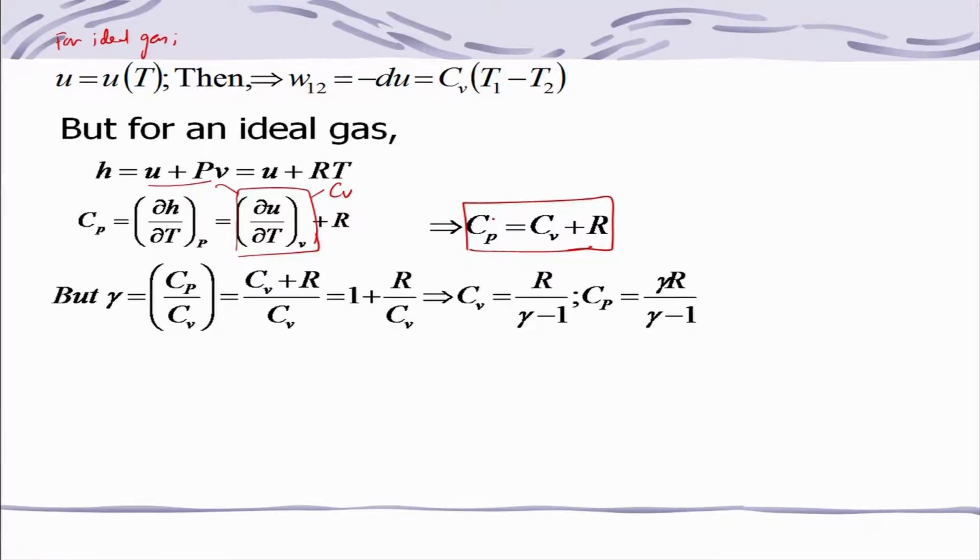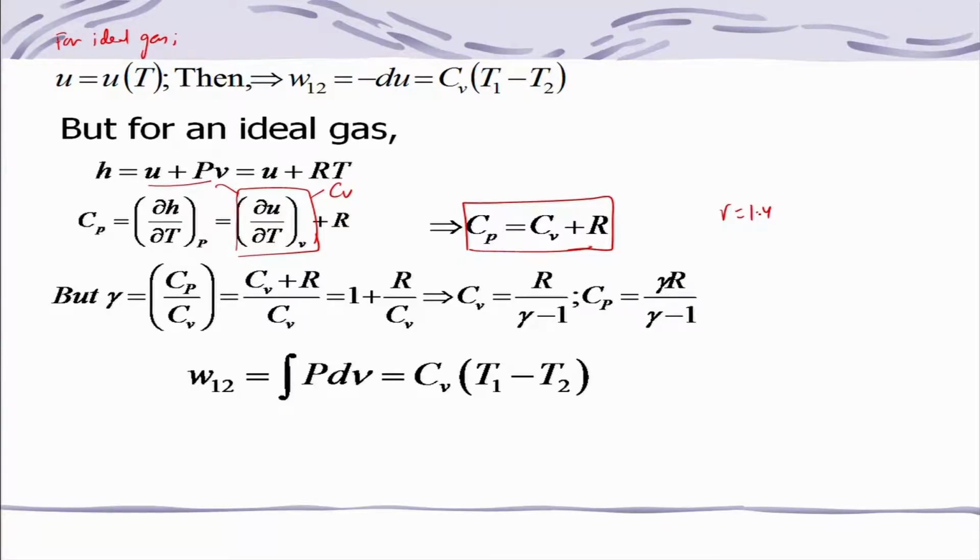If you look at gamma, gamma is the ratio of Cp by Cv, and we already know that Cp is equal to Cv plus R, so gamma is equal to 1 plus R by Cv. Then Cv is equal to R by gamma minus 1, and from this I can find Cp is equal to gamma R divided by gamma minus 1. Generally the gamma for air is 1.4, right, and of course, this gamma will be different for different constituents, depending upon whether it is monoatomic, diatomic or polyatomic.